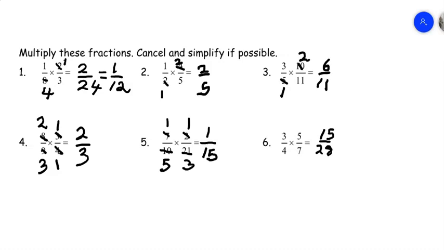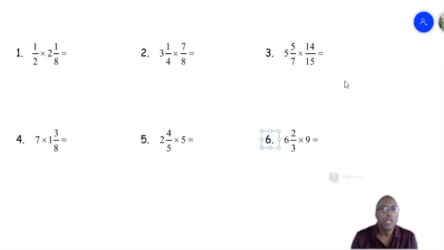Let's continue with another set of examples. So, more multiplication examples, but this time we have mixed numbers. So the first one is a half times 2 and 1/8.